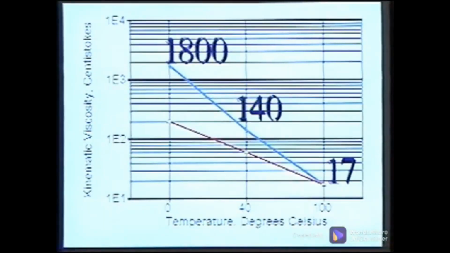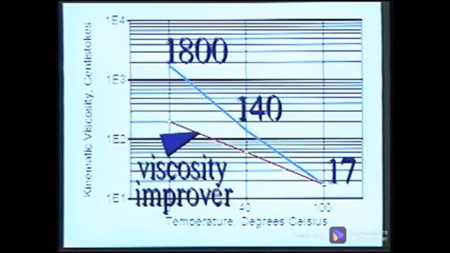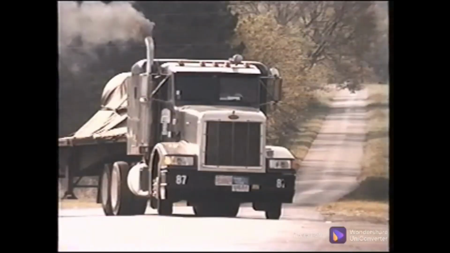If an oil has a viscosity of 17 at 100 degrees centigrade, it may have a viscosity of 140 at 40 degrees centigrade, and a viscosity of 1800 at 0 degrees centigrade, or the freezing point of water. The 17 may be acceptable, but when the machine must be started in cold weather, the oil is too heavy. The viscosity improver does not affect the value at 100 degrees centigrade, but reduces the viscosity at the lower temperatures. Oils such as this are referred to as multigrade oils and are commonly used in automobile and truck engines.